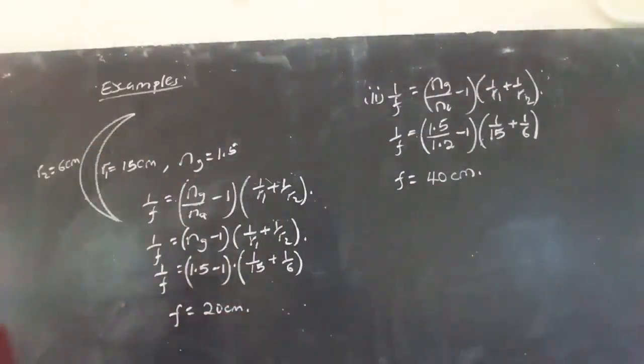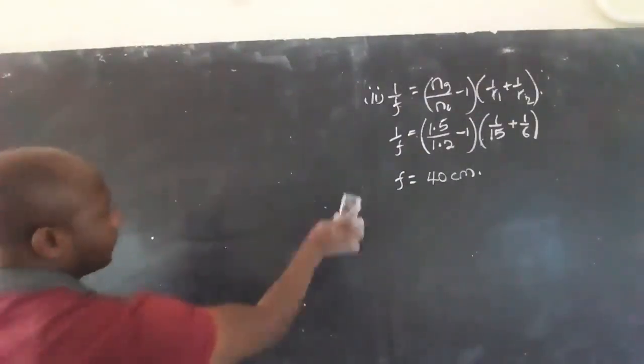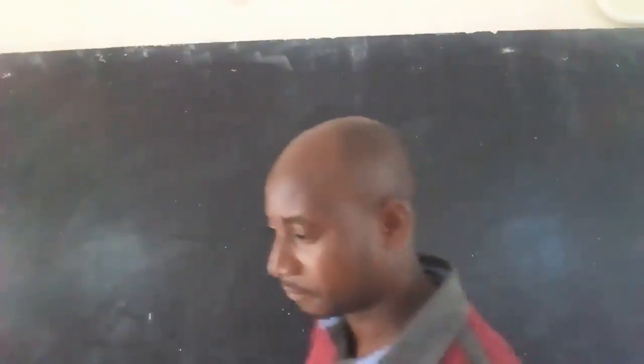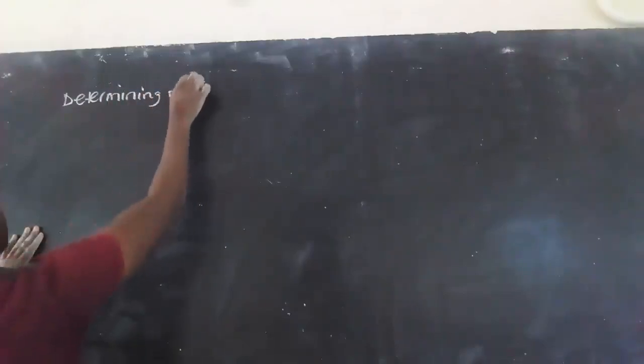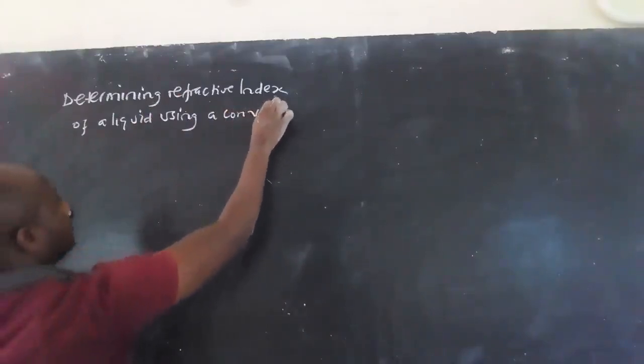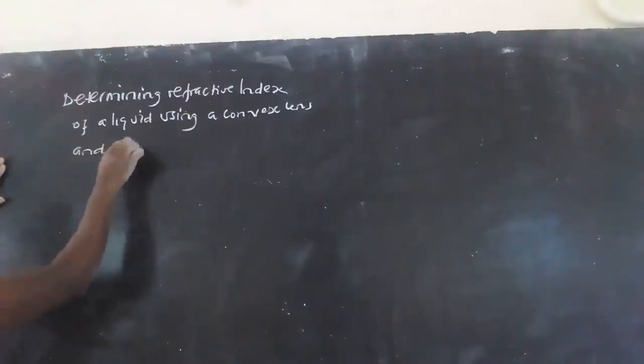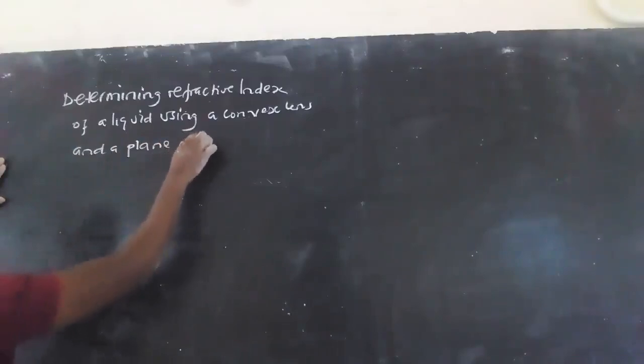We want to look at determining the refractive index of a liquid using a convex lens and a plane mirror.